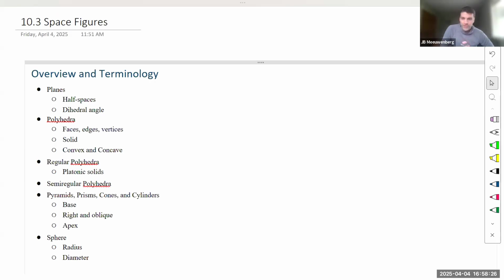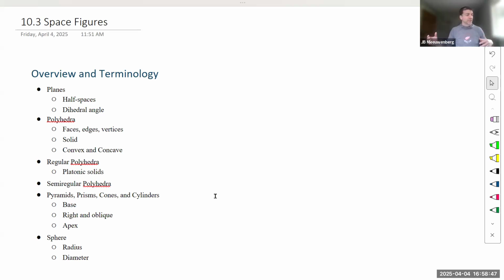In this last section of chapter 10, we are in 10.3, and we're talking about space figures, three-dimensional things. And so the overview terminology, again, there is a bit of terminology. We're talking about planes, polyhedra, regular polyhedra, semi-regular polyhedra, pyramids, prisms, cones, cylinders, and then spheres, and some of the associated terminology with those things.